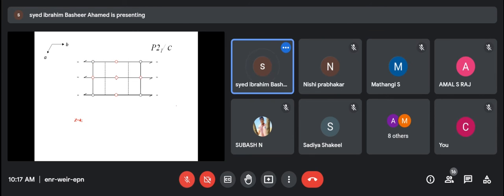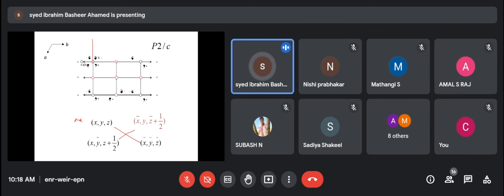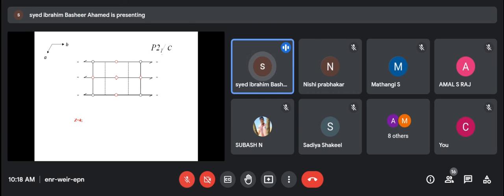So now, P2 bar C and then P2 1 bar C. You have the molecule here. You have to see it's a two-fold rotation, P2, a screw axis. So you have a molecule here, XYZ, and you apply P2. You will take the molecule here, x bar, y plus half, z bar plus half. And you apply a glide plane, you will get this molecule.